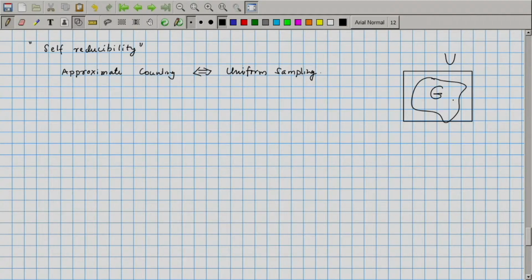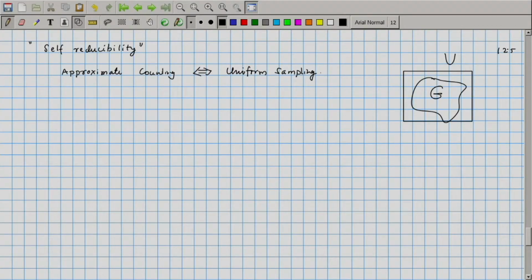So let us understand it via perfect matchings itself. Imagine that we had access to an oracle or a program which generates perfect matchings uniformly at random. So there were, let us say, 125 perfect matchings for a particular graph. Each of those is being generated with 1 over 125 probability. Now how can we use that to count the size? The idea is the following.